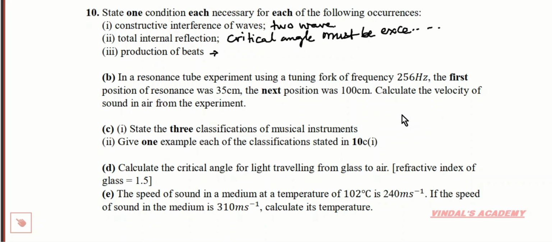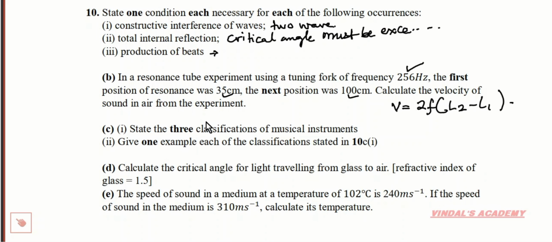All right, number 10B, we have this formula that will be very useful for that question: 2F all over L2 minus L1. You say in a resonance tube experiment using a tuning fork of frequency, this one, the first position of resonance was 35, the next position was 100. Calculate the velocity of the sound in air from the experiment.